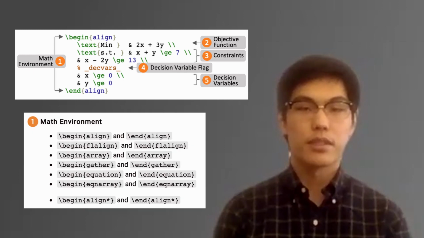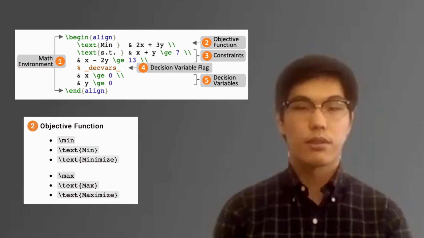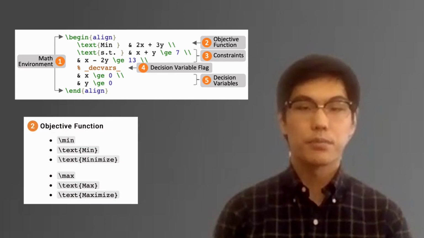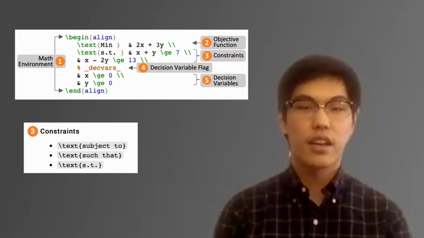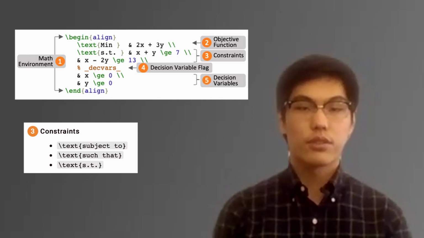The model should be wrapped in any of these math environments. You may also use the starred versions of these environments to hide the equation numbers. This is purely cosmetic, and it won't change the output code. The first line of the formulation must be the objective function. This should indicate if this is a maximization or minimization problem. The first constraint should appear on the next line after the objective function. This constraint should begin with one of these LaTeX tags.